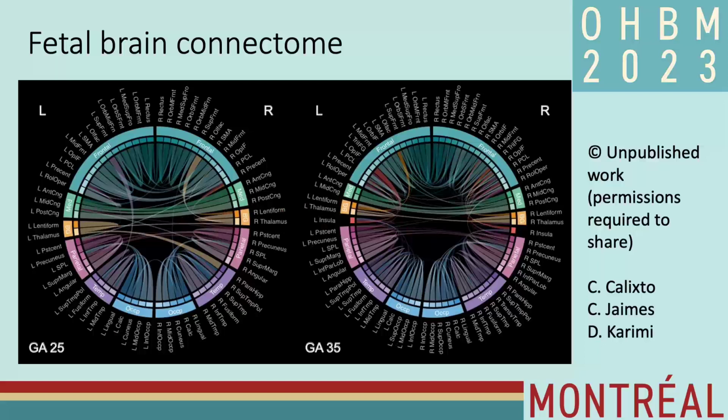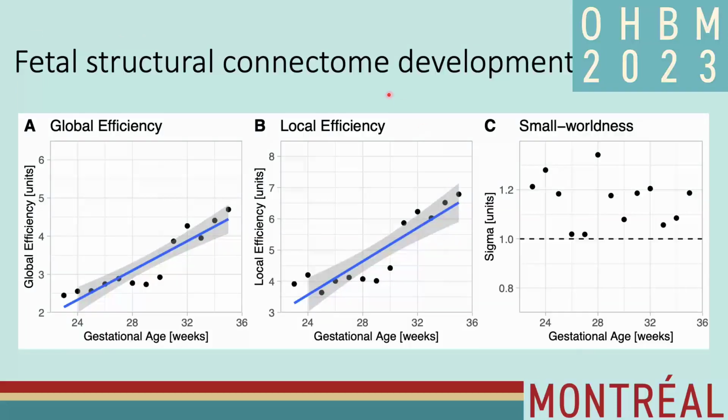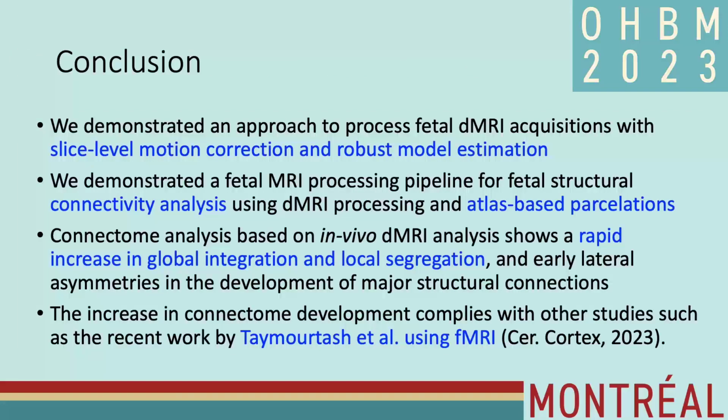This is unpublished work, and we're still looking into what exactly scientifically those connections and the graph theory analysis show us. Just to briefly show, those analyses show that global efficiency and local efficiency both significantly improve over a period of gestation age from 23 weeks to 35 weeks. You see the points of the atlas, and small-worldness property is observed across age for the fetal brain.